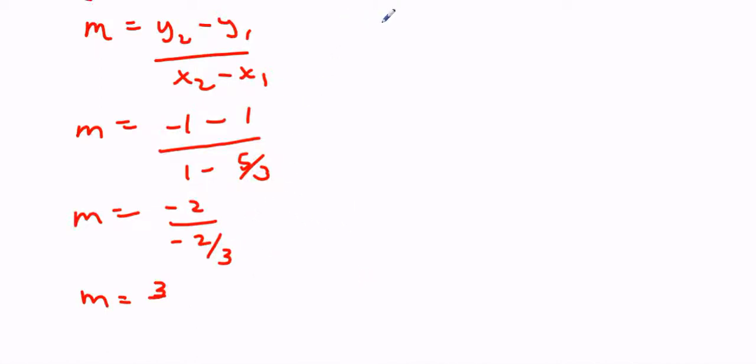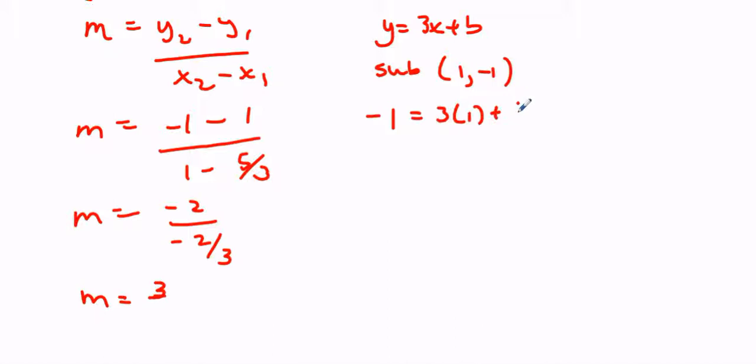Now I'm just going to write it as y equals 3x plus b. I'm going to sub in either point. Of course, I'm not going to use the fraction. 1, -1, and I'm going to calculate my b. So negative 1 equals 3 times 1 plus b. Negative 1 equals 3 plus b. And my b is negative 4.